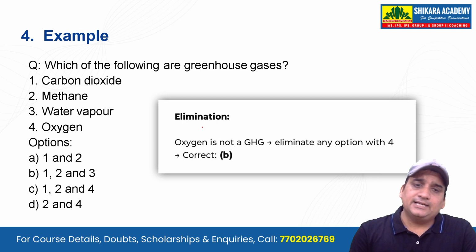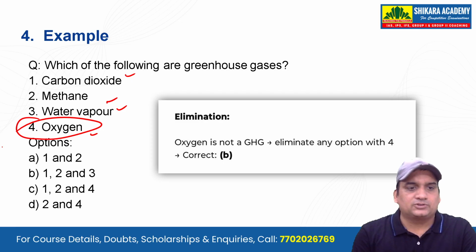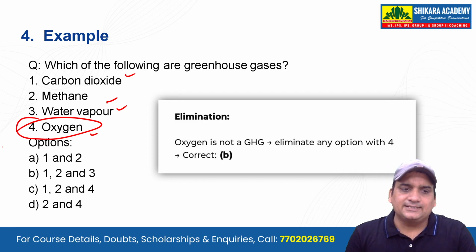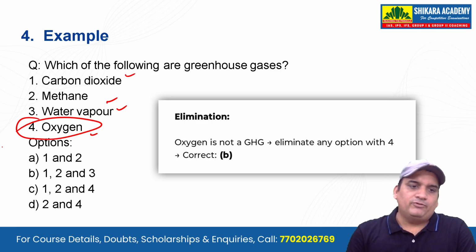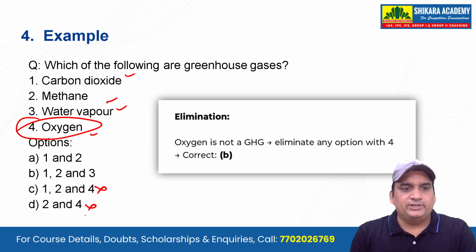Which of the following are greenhouse gases? Carbon dioxide, methane, water vapor, oxygen. If you don't know about carbon dioxide and methane or anything else, you must know oxygen cannot be. That is something which you should always remember. Oxygen cannot be. When oxygen cannot be, you should eliminate wherever you have 4.